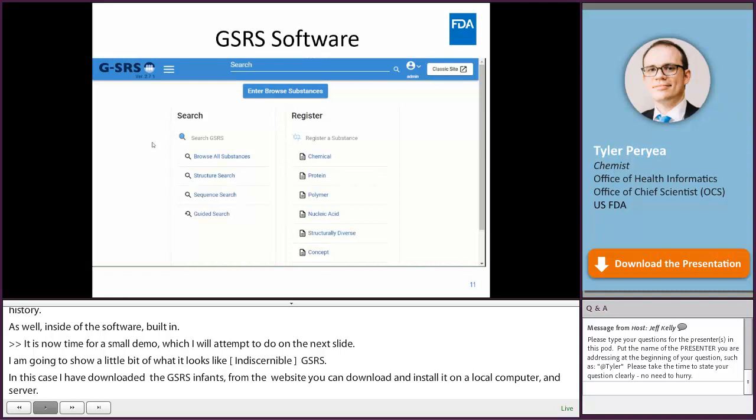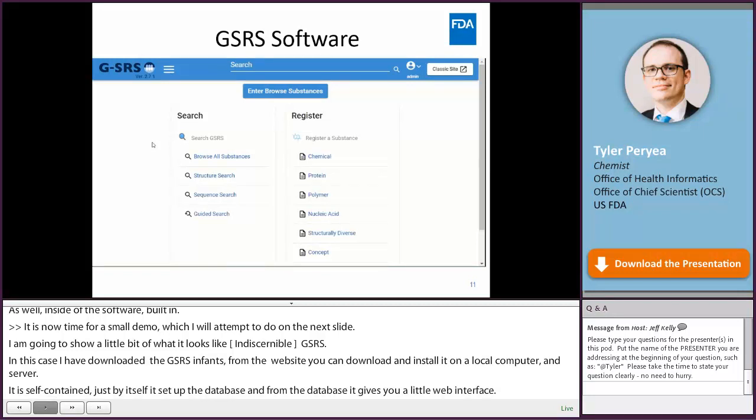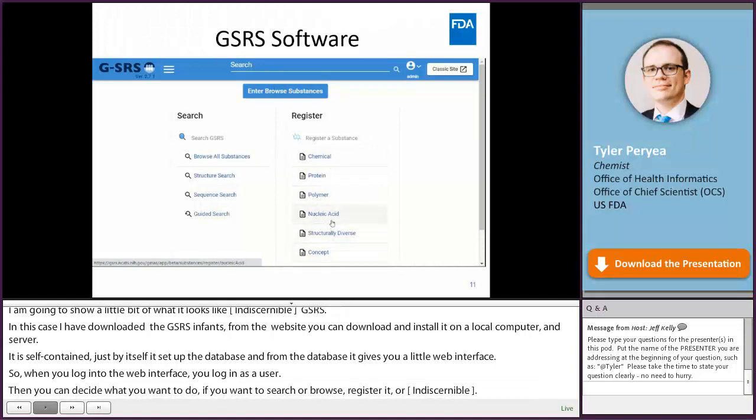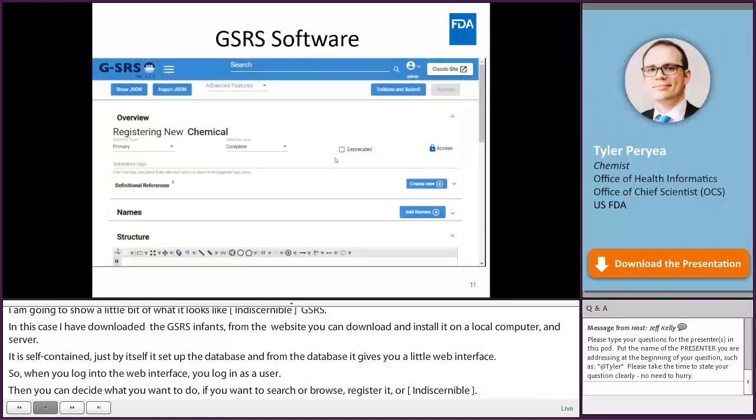So when you log into the web interface as a user, then you can decide what you want to do, if you want to search or browse the stuff you've already registered, or maybe you just want to register something new. So in this case, I'm going to show what it looks like to register a new substance. As mentioned before, there are different kinds of substances, but we'll start with the most common one, which is a chemical.